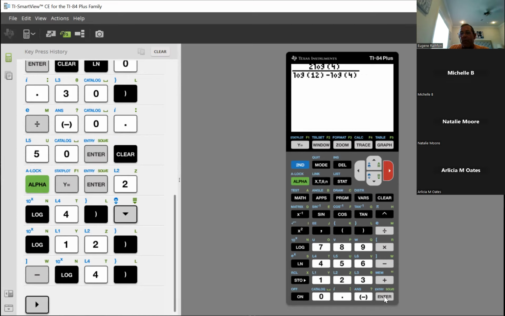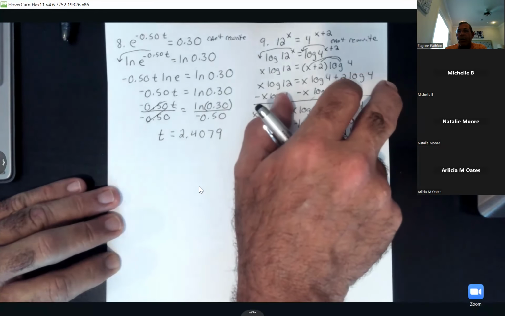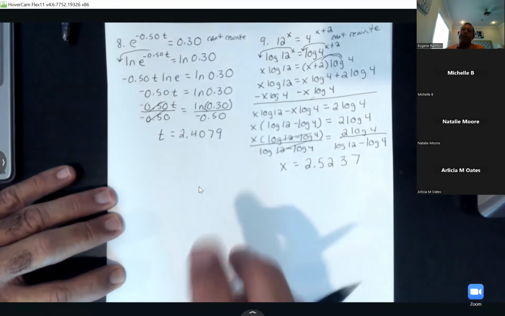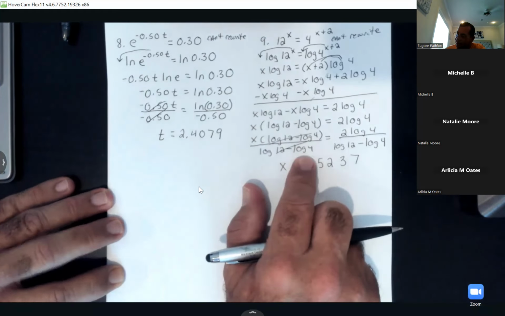So hit enter, and round to 4 decimal places. So we get 2.5237, with a 1 after the 7, so it will stay a 7. So we get 2.5237. Now, I won't put none quite so challenging as this one on your test, okay? You just got to know it long enough to knock it out on your homework.